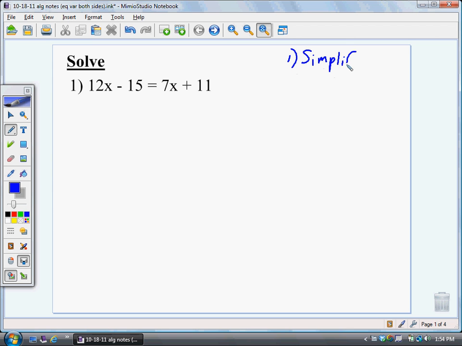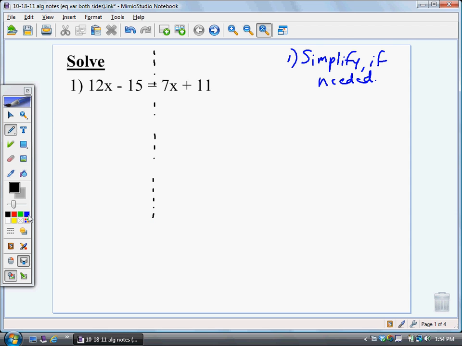That's only if needed. And that would be if you need to distribute anything, if you need to combine any like terms. Now remember that equations have two sides, and so the 7x and the 12x are not on the same side, so we can't put them together to be 19x.